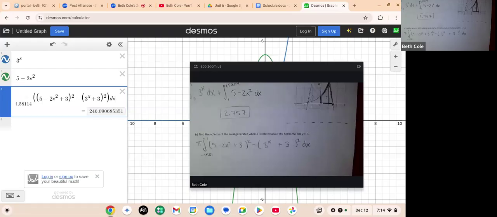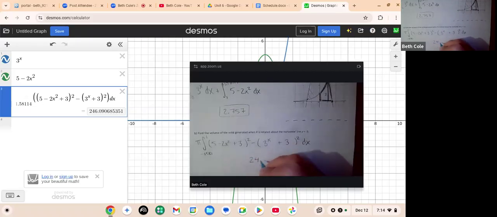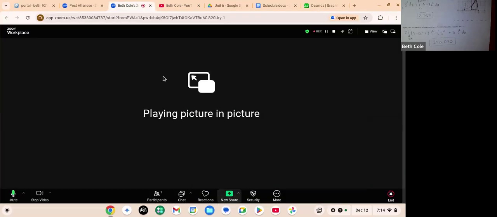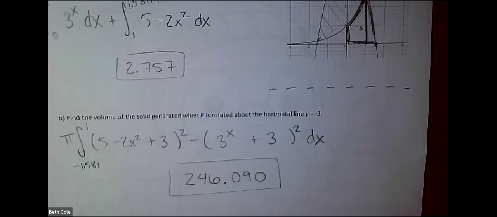All right, 246.090. That's not surprising, though. It's a larger shape. And when you spin it around an axis that's kind of further away, it's going farther. So you're getting a larger object. And we're finding the volume, so you have to remember it's three-dimensional as well.